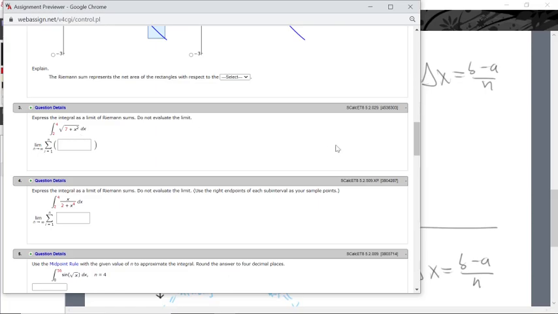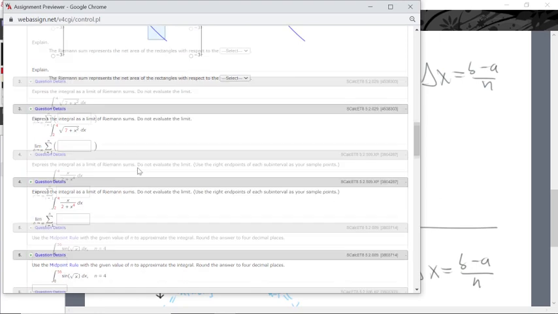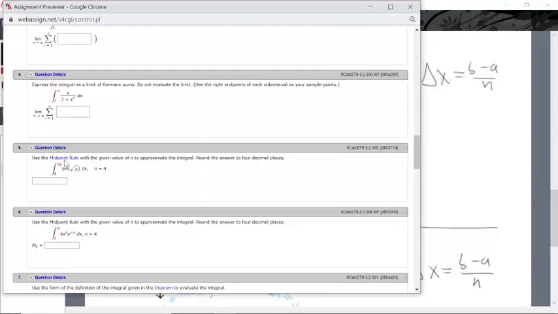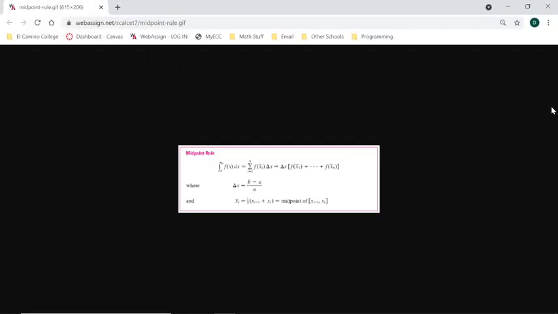So we need to calculate delta x. You see what a is equal to. It's equal to 2. Plug that quantity into f of x. There are other examples here whereby you can evaluate. Here's one with the midpoint rule. You click on that, and it should open up a screen that tells you what the midpoint rule is, which we already talked about.